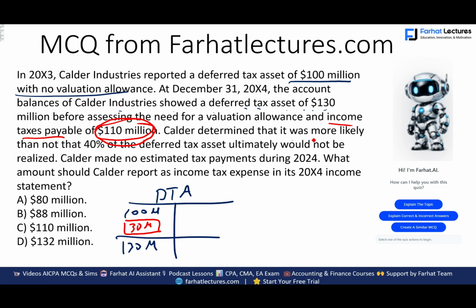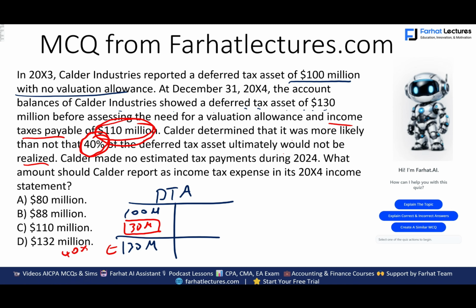C determined that it's more likely than not that 40% of the deferred tax asset ultimately would not be realized. So what we're saying is 40% of this will go unrealized. We made no estimated tax payment, so we don't have to worry about the cash. What amount should C report as income tax expense? Okay, they're looking for the income tax expense.